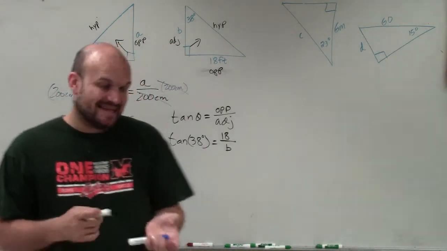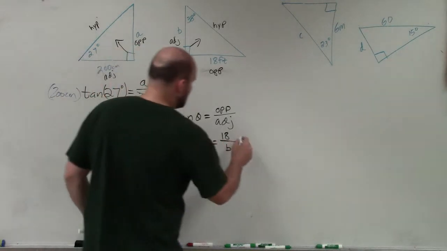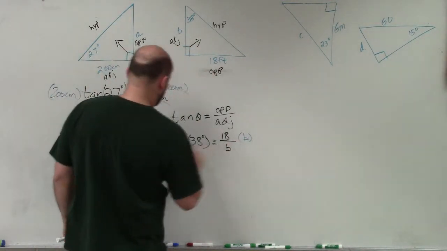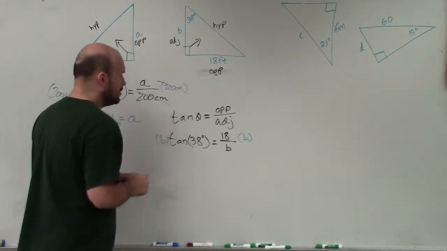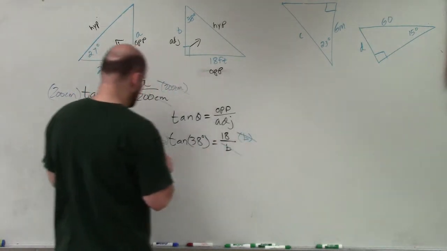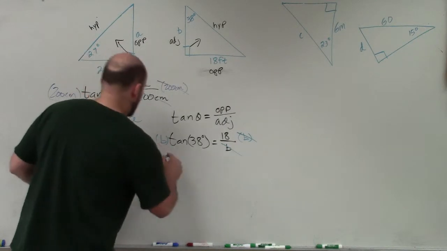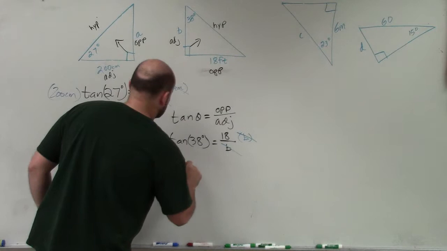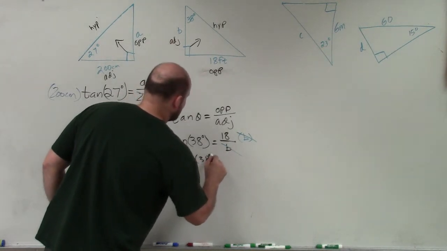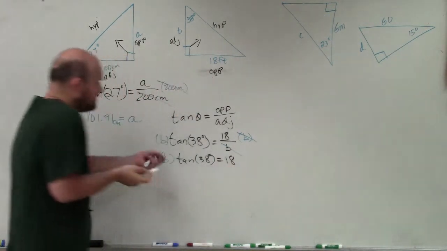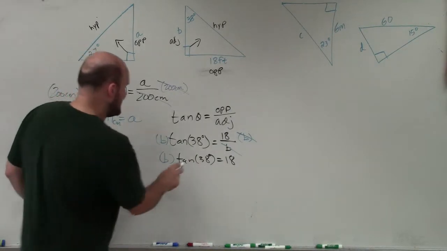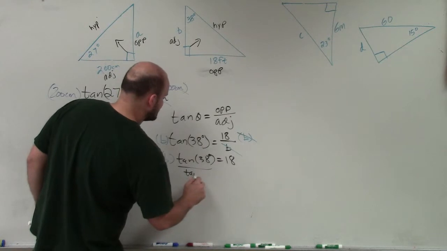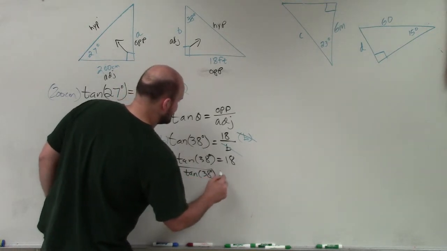Now B is in the denominator, so I need to get B off the denominator. Just like how I got 200 centimeters off the denominator, I'm going to multiply by B on both sides. By doing that, I get B off the bottom, but now I have B times the tangent of 38 degrees equals 18. I haven't solved for B yet. I see that my B is being multiplied by tangent of 38, so I am going to divide by the tangent of 38 degrees.